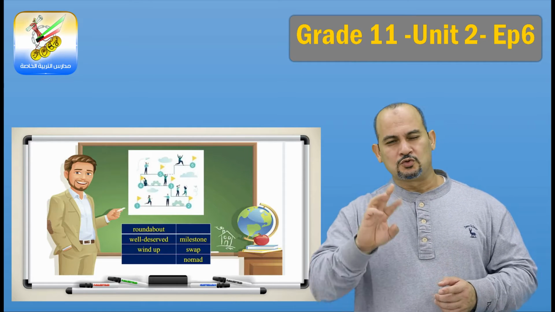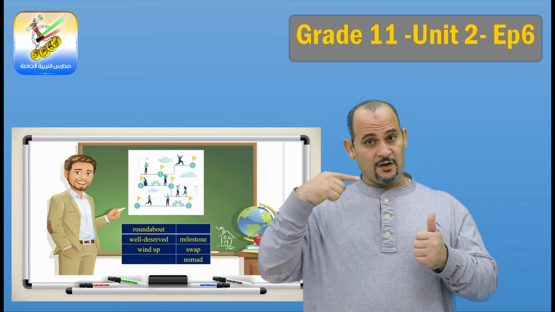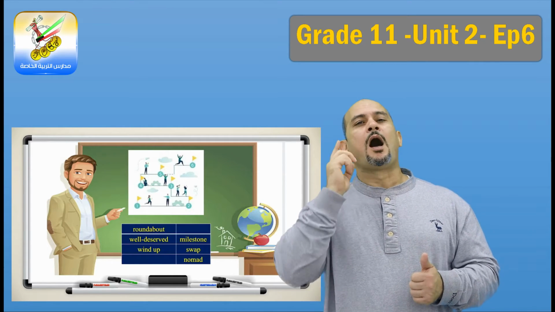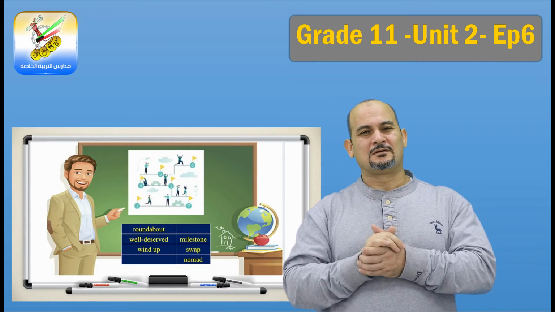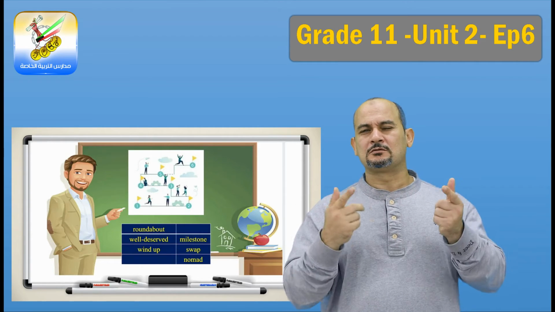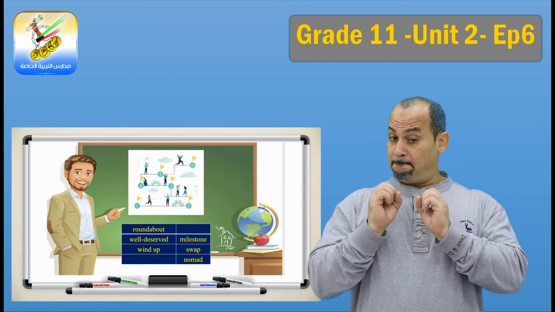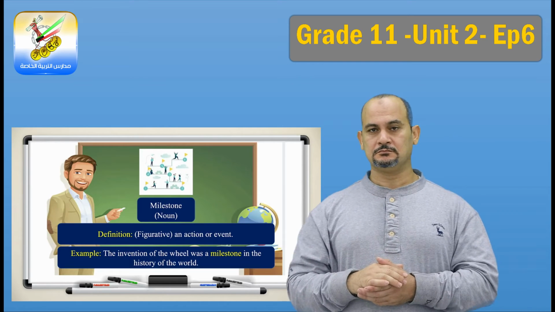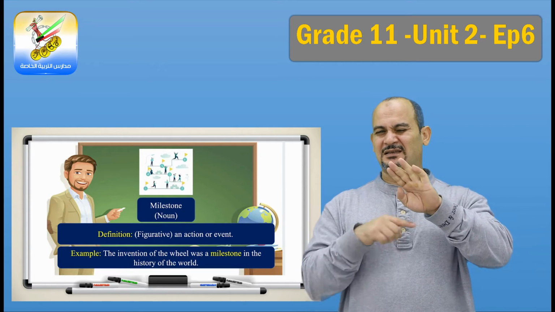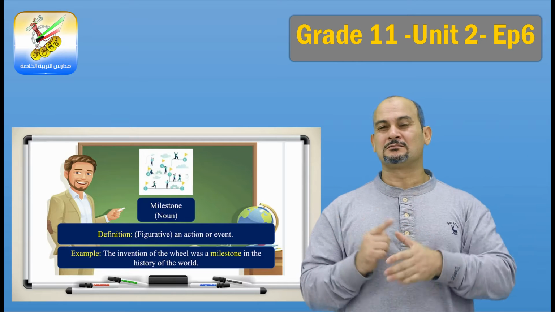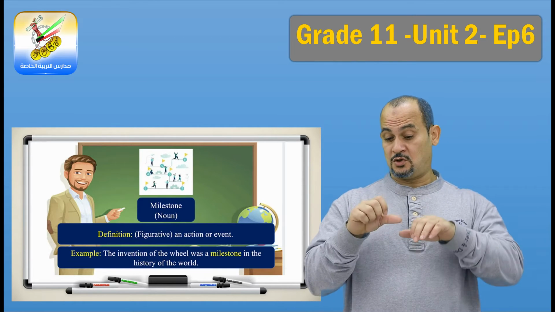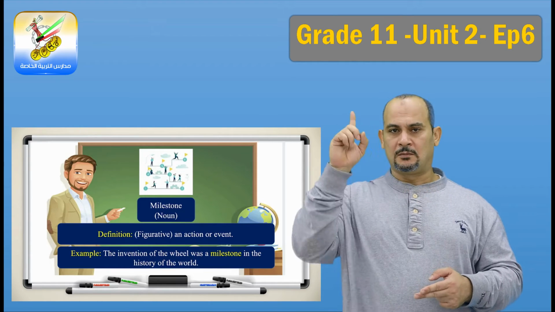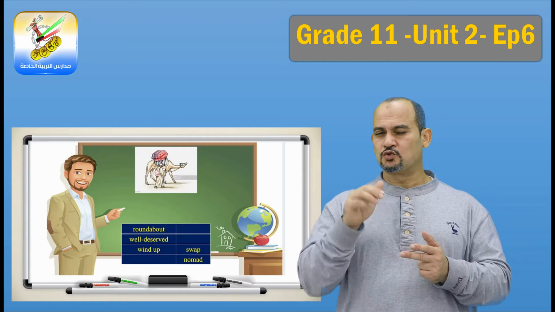Let's go on to the next one. If you can see, we have only 6 more words to go through. So try to guess the meaning of this word or this picture. What does it represent? We have different stages here. What happens if we reach the final stage of the final step? It's a milestone, of course. It's a noun. It means an action or event, a figurative action or event. For example, the invention of the wheel was a milestone in the history of the world. That was the first invention in the entire history. It was the biggest event at that time. So it's a milestone. Now let's go to the next one.